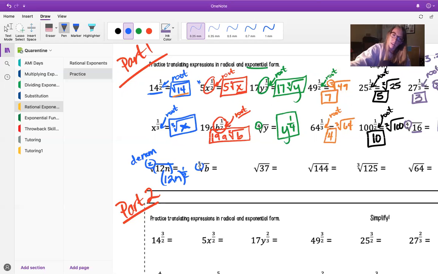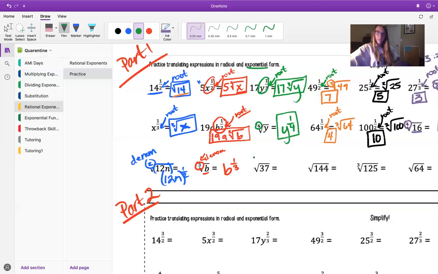Next, you know whatever, oops, let me change my color. Gotta keep it consistent. All right, so we are taking the cubed root of b. Well, whatever this number is, that's our denominator. So that's going to be b to the 1/3.